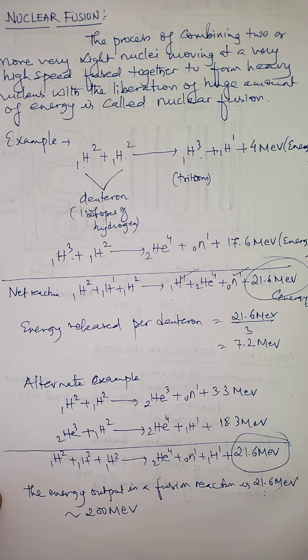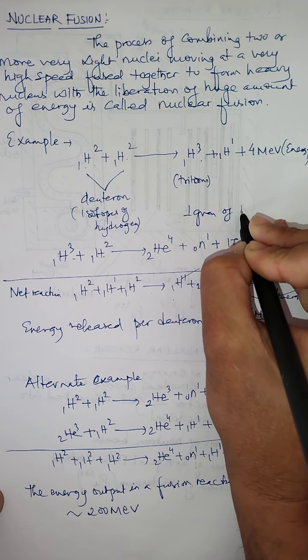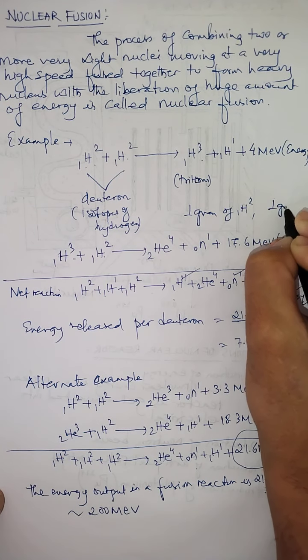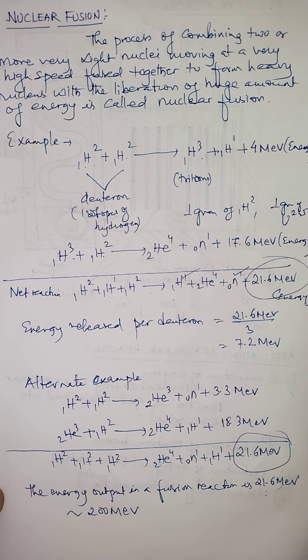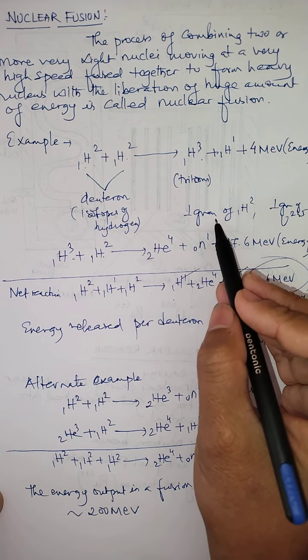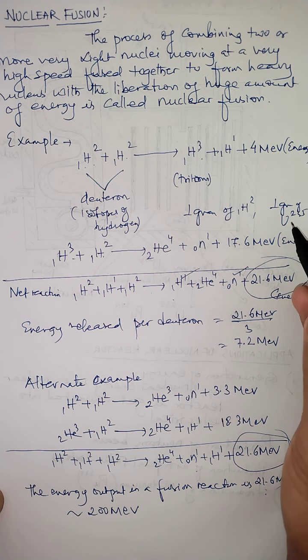But it doesn't mean that the fusion reaction is a weaker energy source than fission. The reason is that the number of deuterium atoms in 1 gram of heavy hydrogen, that is deuterium, is much larger compared to the number of uranium 235 nuclei, also in 1 gram. So if you compare 1 gram of deuterium with 1 gram of uranium 235, the number of deuterium atoms present in 1 gram of H12 is much larger compared to the number of atoms present in 1 gram of uranium 235.